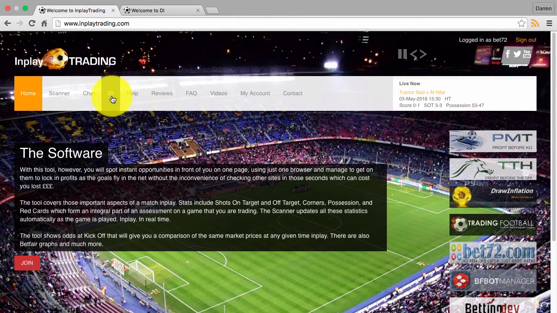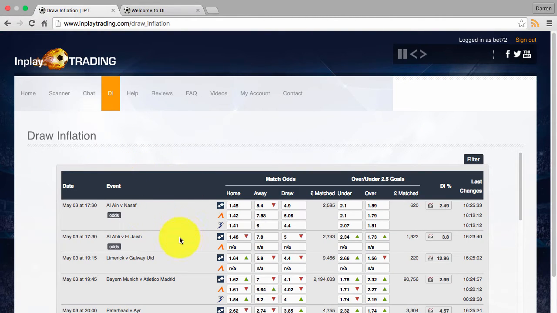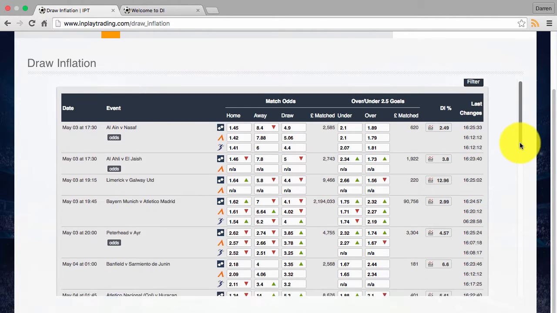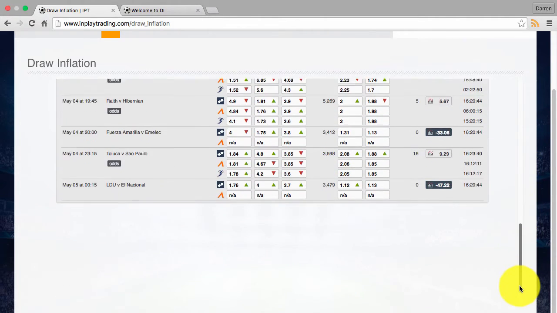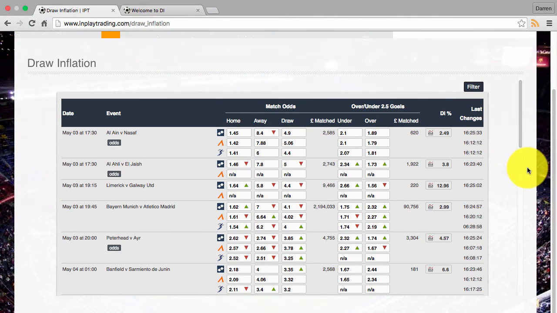So you can see we're logged in here, and we can click into there, and it takes us straight away into the draw inflation page with a list of all the upcoming matches, sorted by start time, but obviously we can adjust that. And there's a whole wealth of information, facts and figures, and everything you need to get yourself started. Now, I'm not really going to go into the ins and outs, because we've got other videos that we're going to cover on this, and there's also other help screens available within the site itself.